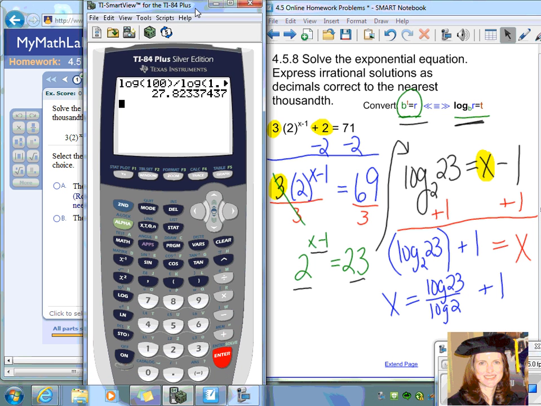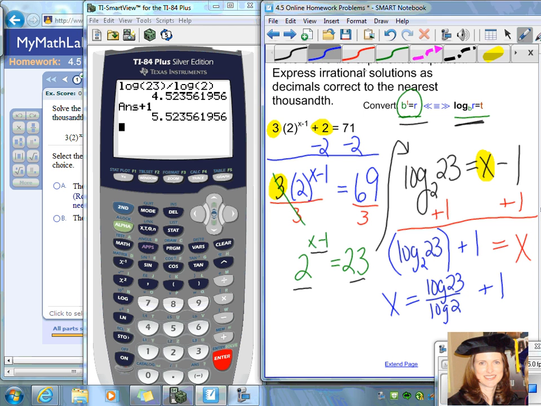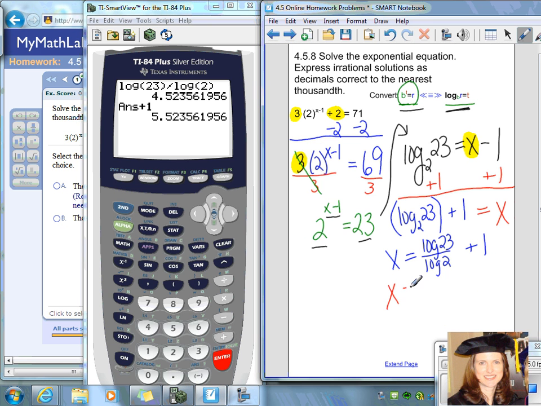Using the calculator, we're going to evaluate log of 23 divided by the log of 2. We can press enter and that's a decimal, and then we can add 1 to it. So our answer, when we round it to the nearest thousandths, is x equals 5.524.